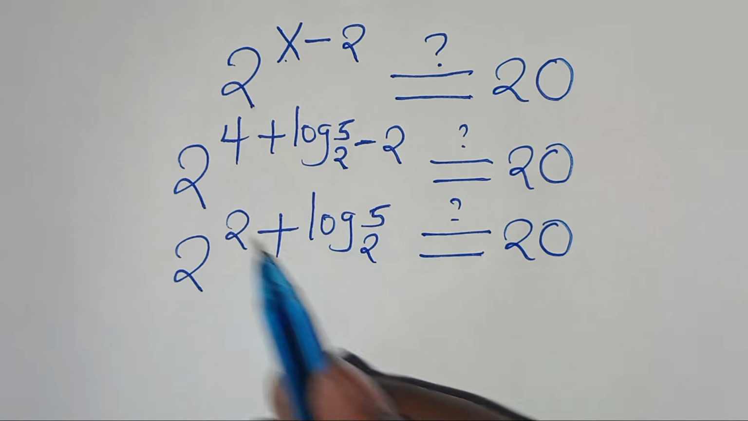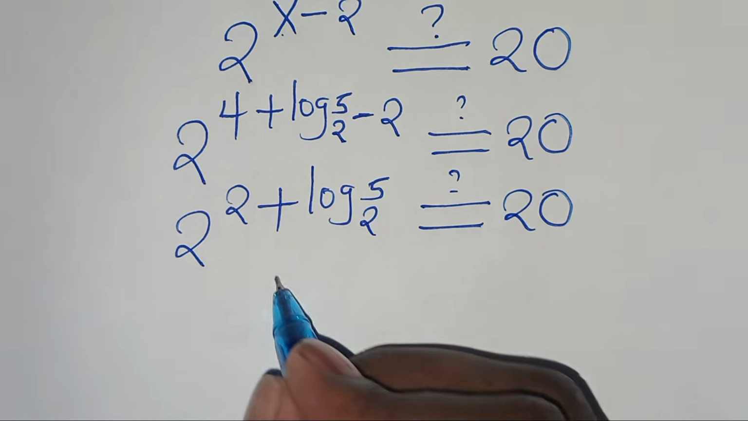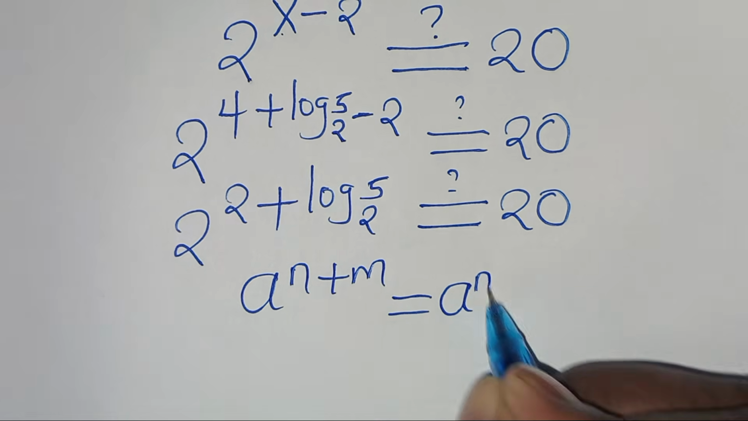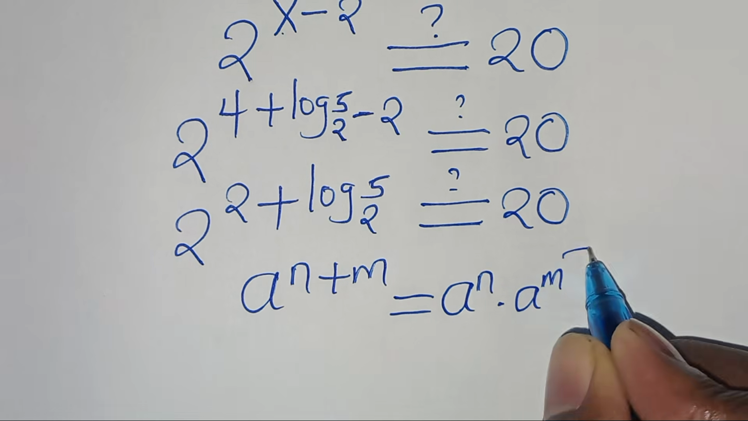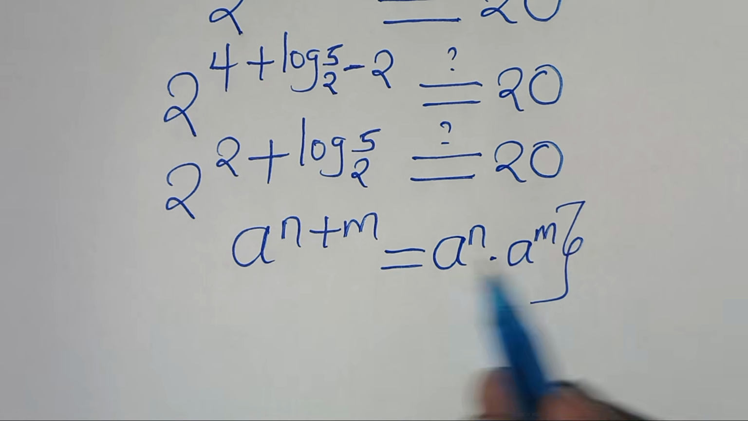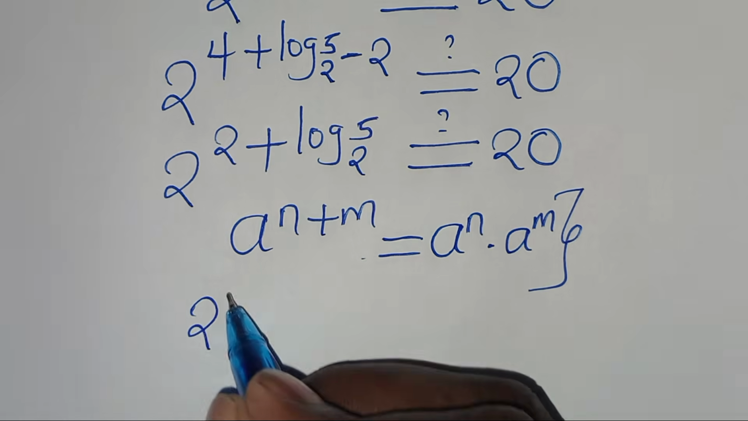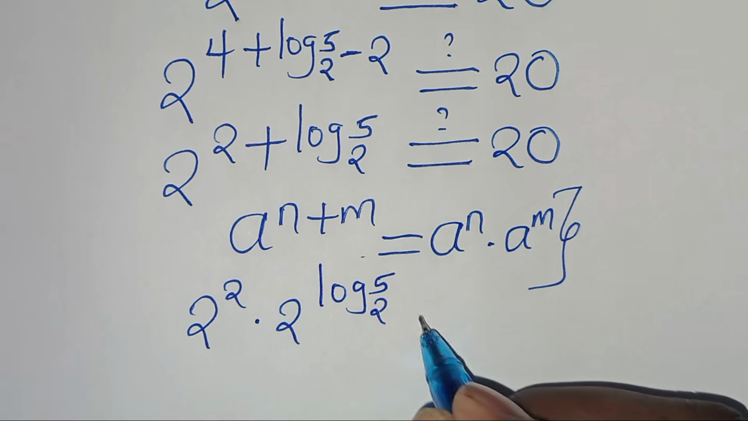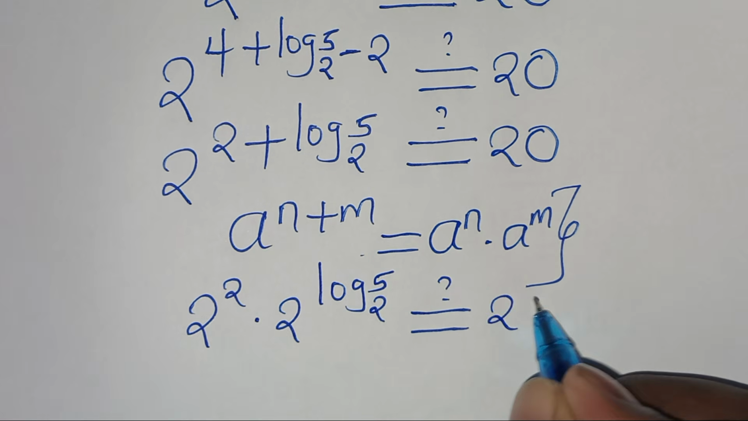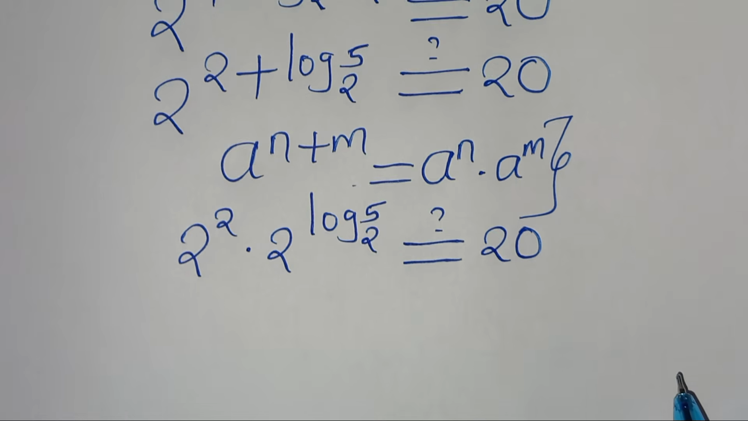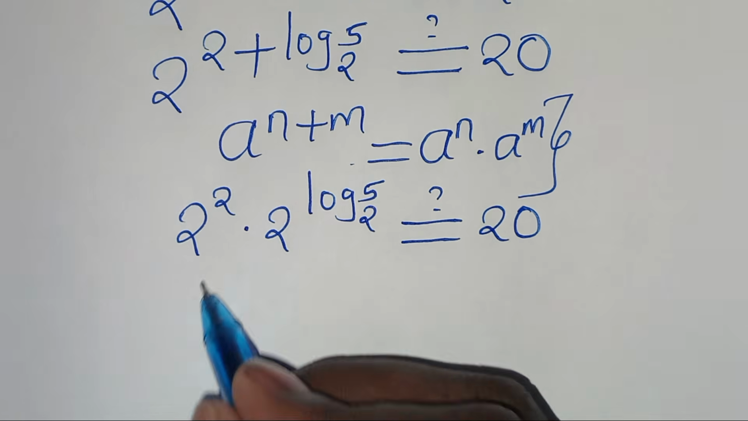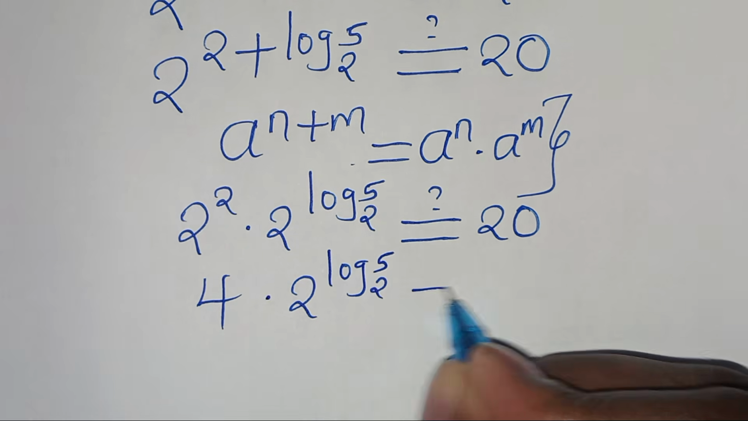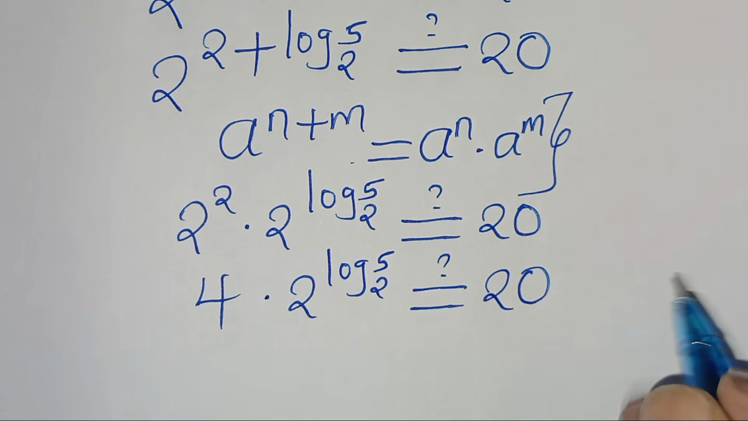Now 2 to the power of 2 plus log 5 to base 2 is in the form of a to the power of n plus m, which we can express as a to the power of n times a to the power of m. Applying this exponent property, we have 2 to the power of 2 times 2 to the power of log 5 to base 2. This is supposed to give us a value of 20. The next step is that 2 to the power of 2 is 4, times 2 to the power of log 5 to base 2. This is supposed to give us a value of 20.